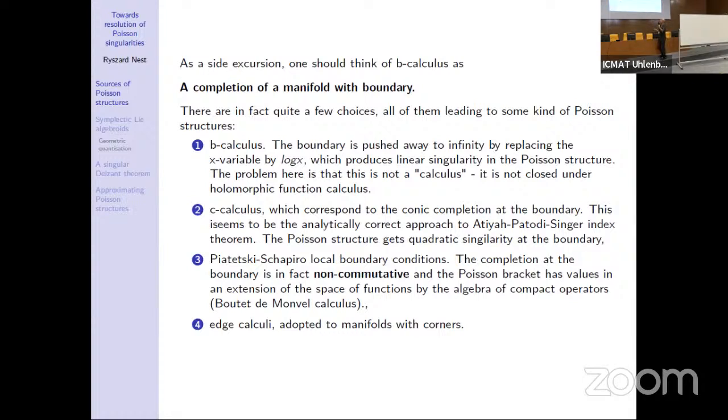So you do it differently. What Melrose really did, not that he formulated it like this, is he took this boundary and pushed it away to infinity. So you replace x by log x. It's not compact anymore, but you just look at things going to infinity and assume that your symbols are asymptotically independent of this variable going to infinity.